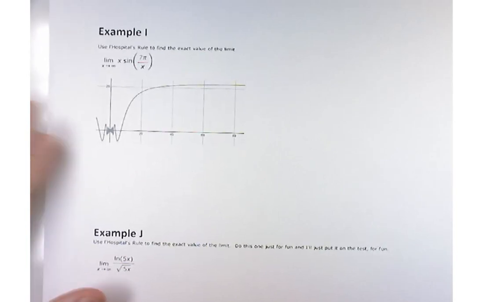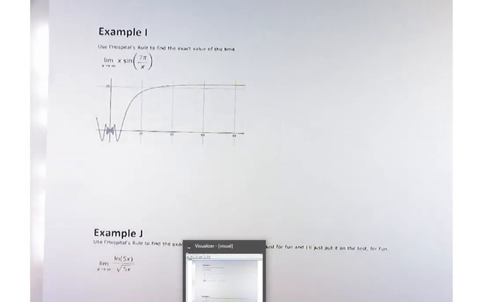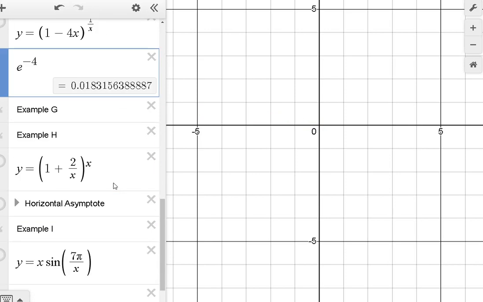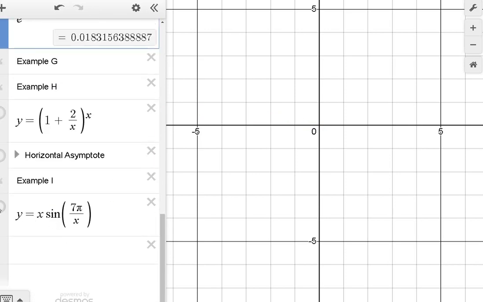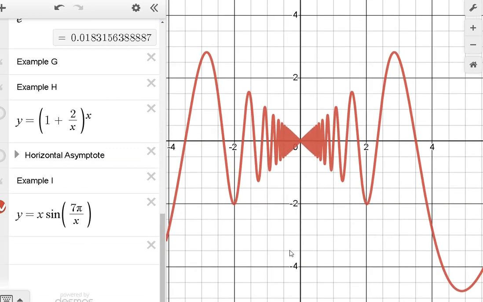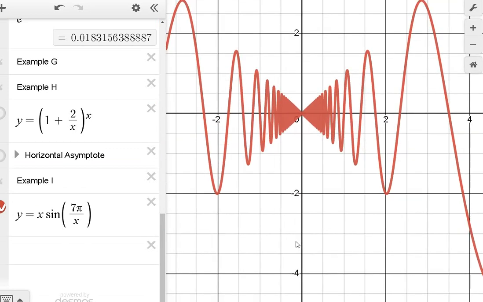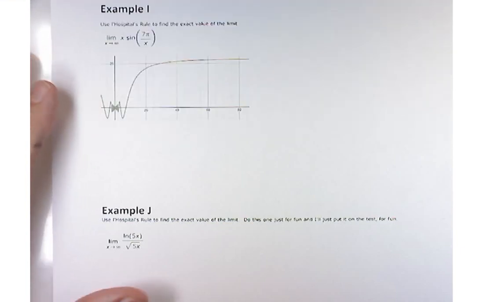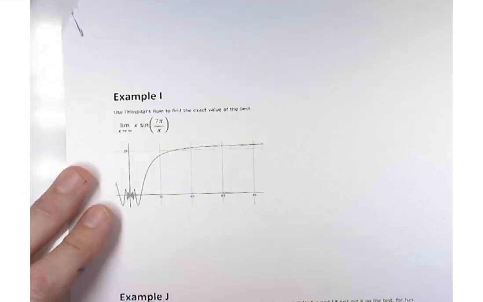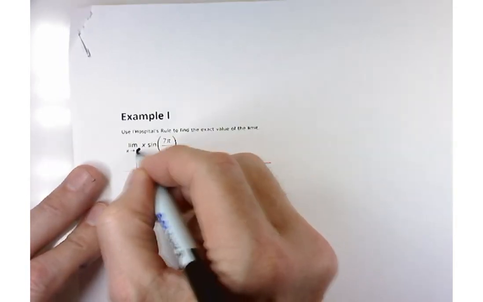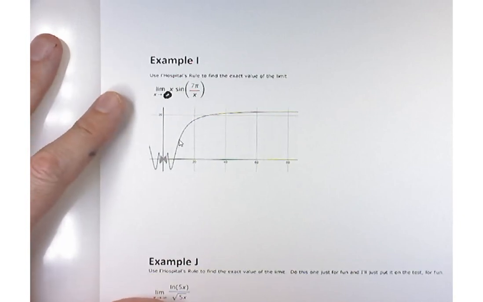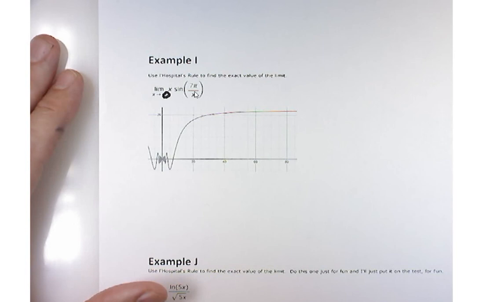Let's do one last example. That'd be example I. This one's kind of a bizarre one, and we can look at the graph here. Example I is asking us for the limit as, you know what, there's a typo on this. It should say the limit as x approaches 0 for example I, not the limit as x approaches infinity. Limit as x approaches 0 of x times sine of 7 pi over x.